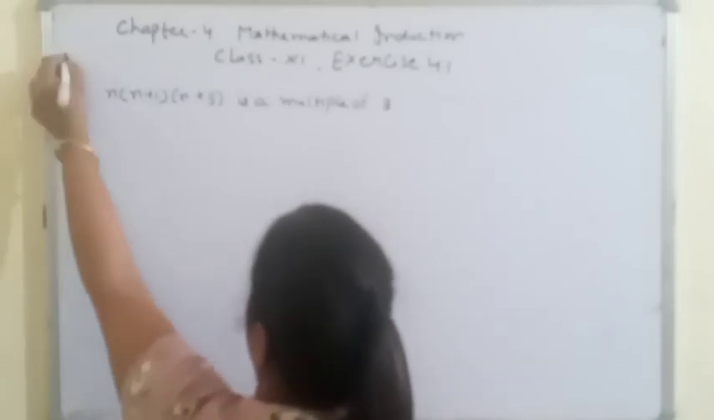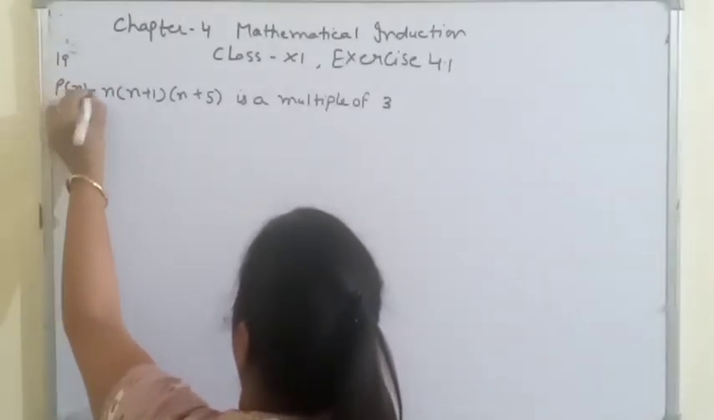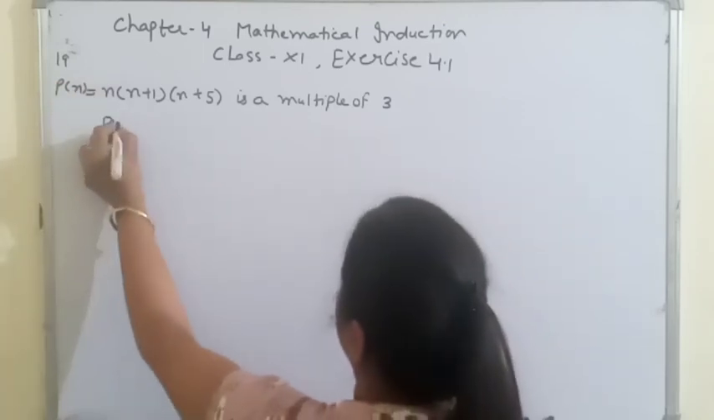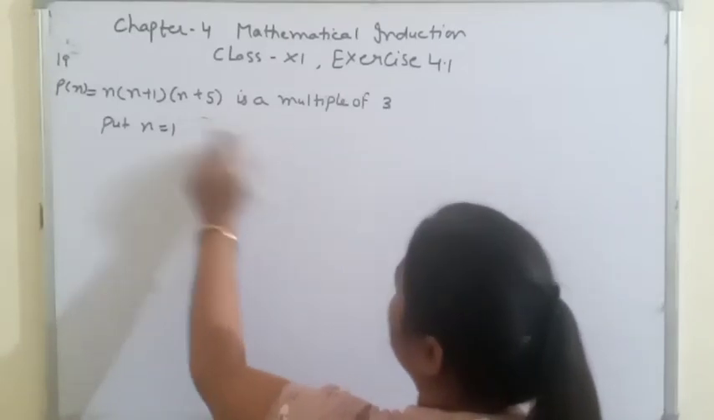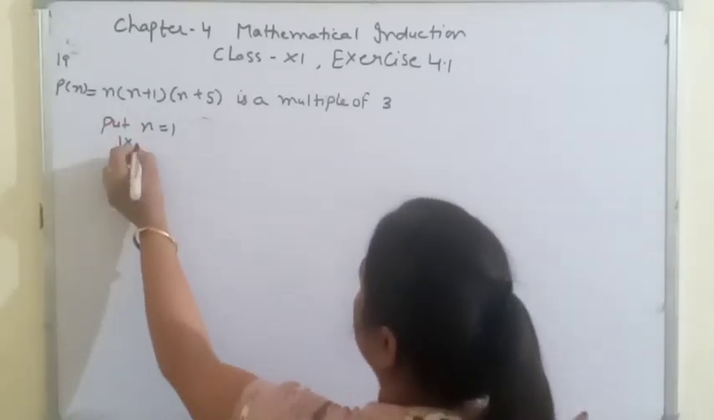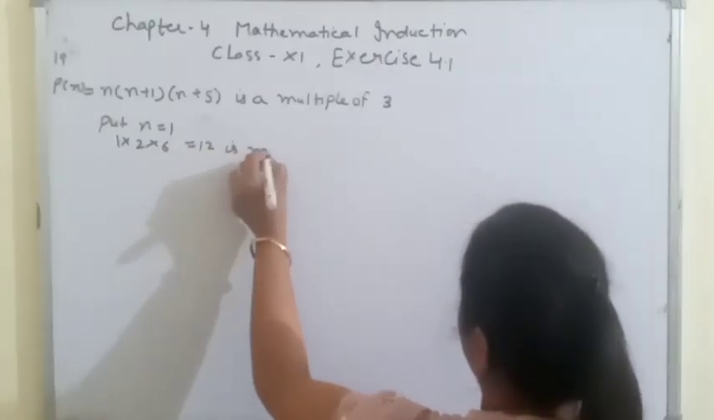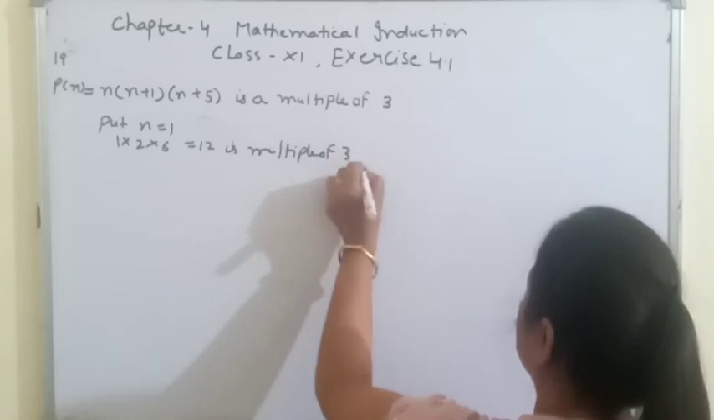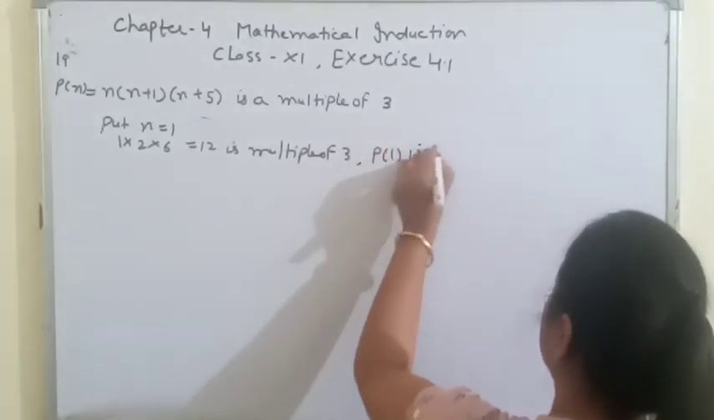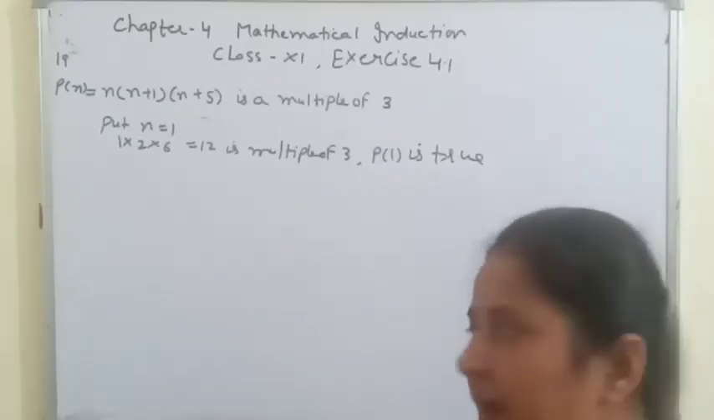The P(n) statement is n(n plus 1)(n plus 5). Now put n equal to 1. When n is 1, the left hand side is 1 times 2 times 6, which is 12. Yes, 12 is a multiple of 3. So P1 is true. We all know 12 is a multiple of 3, 12 is divisible by 3.